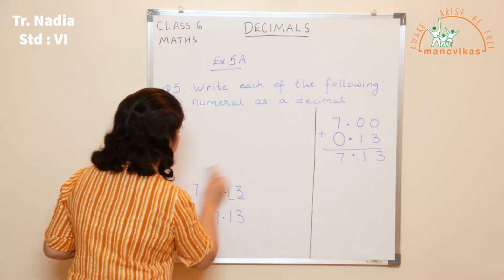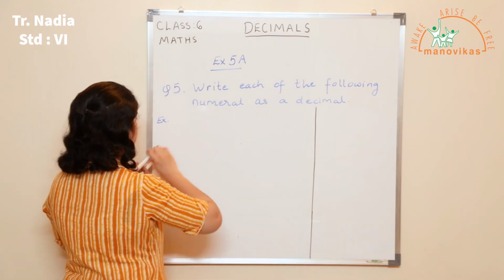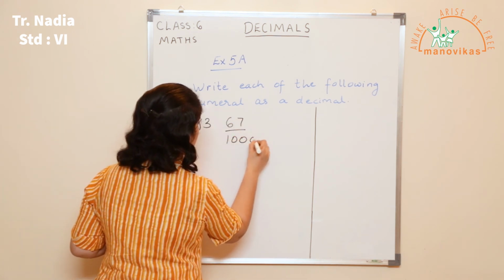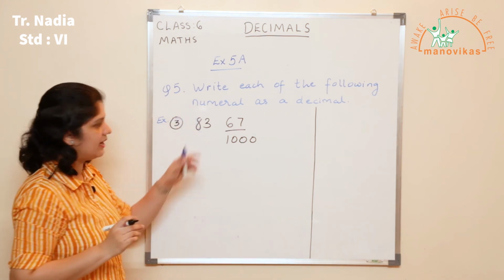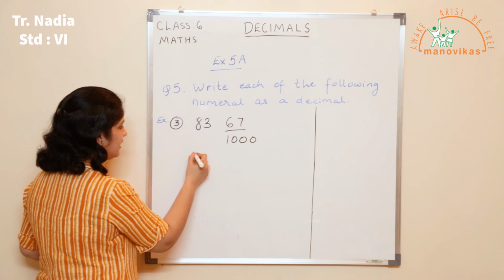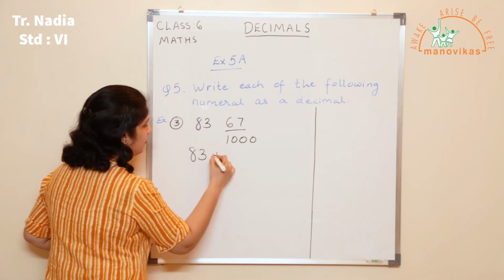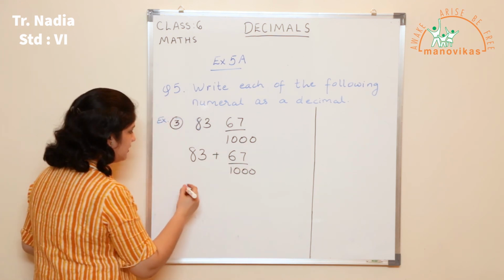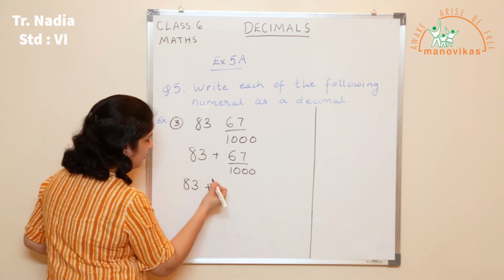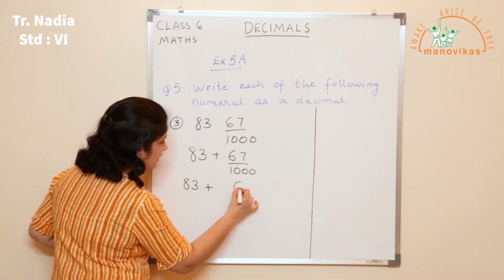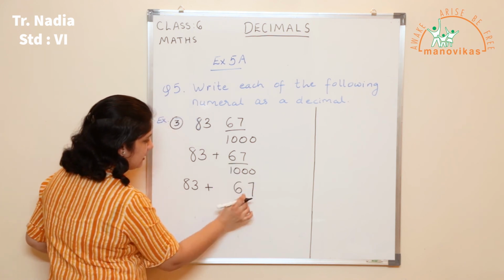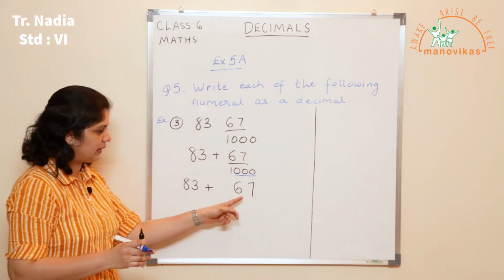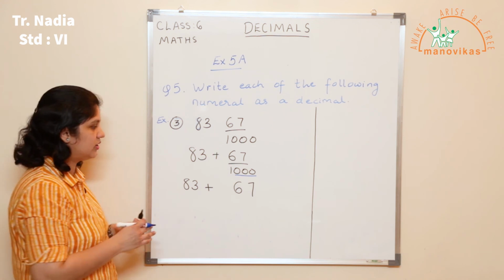Let's take one more example. Third example. In the third example, I am taking 83, 67 upon 1000. First step, separate the whole number plus the fraction part. Okay, I separated the whole number and the fraction part. 83 remains as it is, whole number part remains as it is. Fraction part I am going to express as a decimal. So I write the numerator back. There are 3 zeros in the denominator. Write the numerator as it is and then count the number of zeros in your denominator.